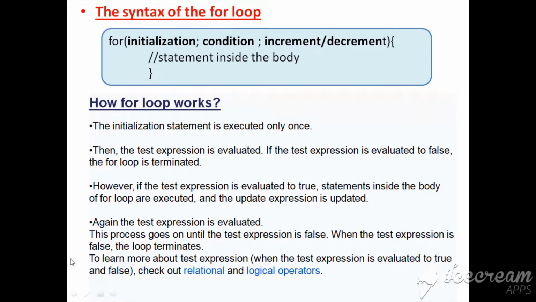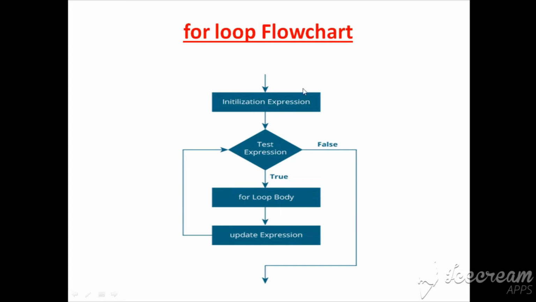To learn more about the test expression, when the test expression or condition is evaluated to true or false, check the relational and logical operators. Okay, so here we put the logical operation, and here we put the initialization, where most of the time we initialize i equals 0 or i equals 1. Okay, so next, here is the flowchart of the for loop. Okay, so at first we initialize the expression, then it tests the expression.